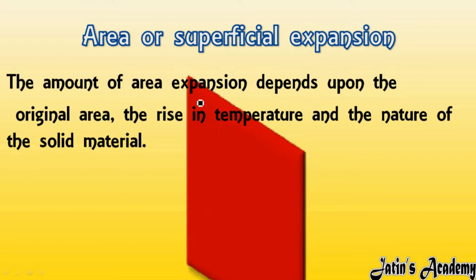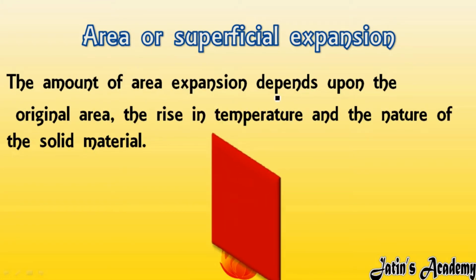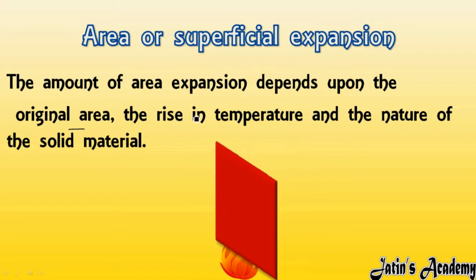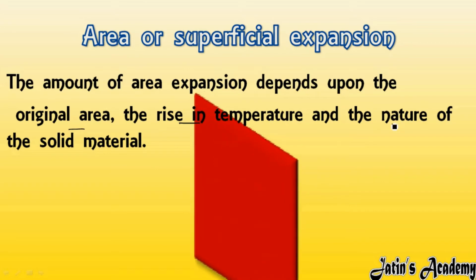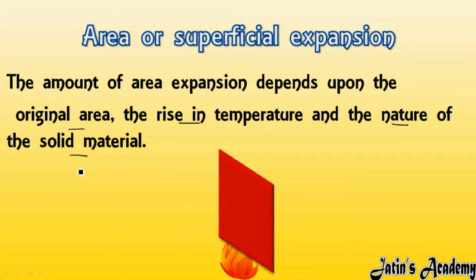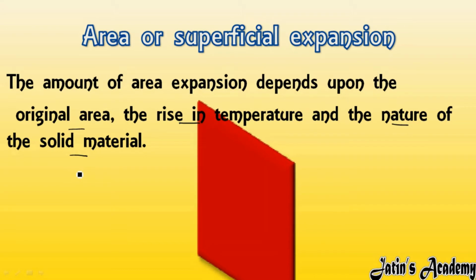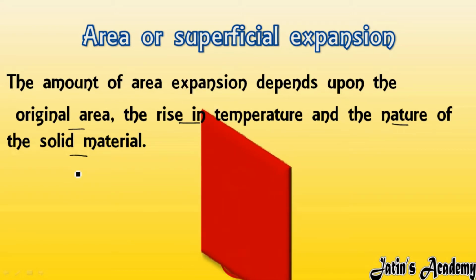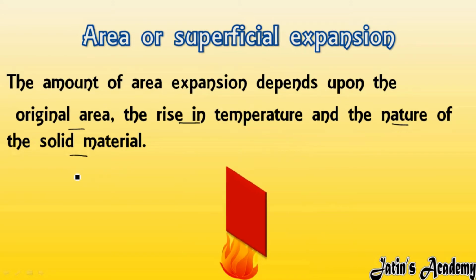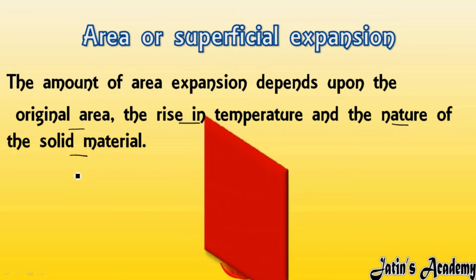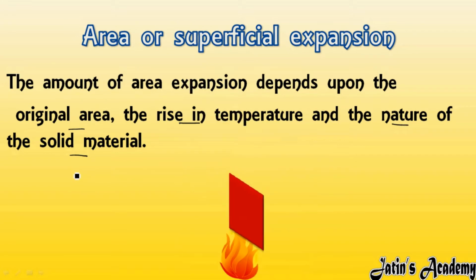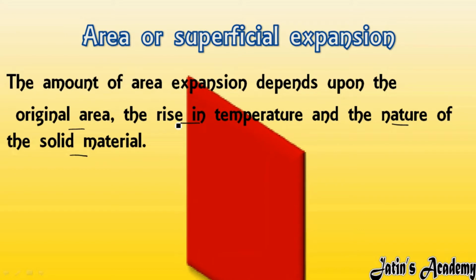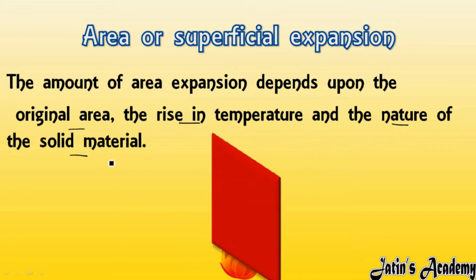So the amount of area or superficial expansion is also going to depend upon three factors. What are those three factors? That is original area, then rise in temperature, then nature of the solid material. Whatsoever expansion we are going to study in this chapter, either it will be linear expansion, area or superficial expansion, or third the volume expansion. In each and every case, all these expansions are going to depend upon three factors. Those three factors are original length, original area or original volume, second a rise in temperature, and third the nature of the material used.